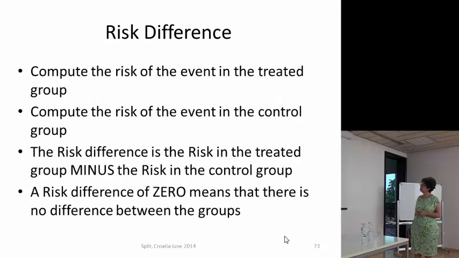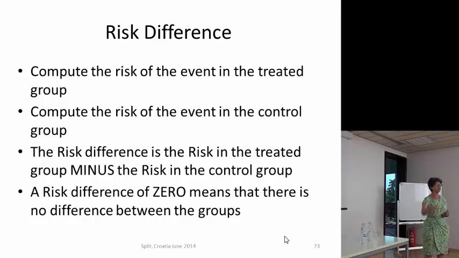Okay. So now, once we're thinking just about risks, we have to understand the difference between the risk difference and the risk ratio. The risk difference is an absolute measure. The risk ratio is a relative measure. It compares two risks. Okay? So risk difference is the easiest one, and I think that's part of the reason that the Cochrane people like it. So you compute the risk in the treated group, you compute the risk in the control group.